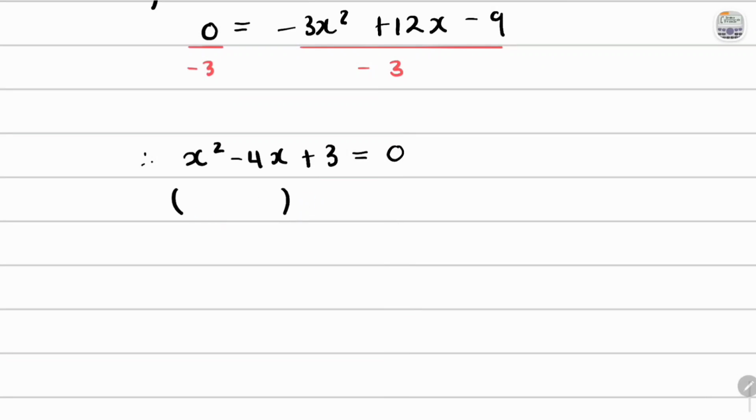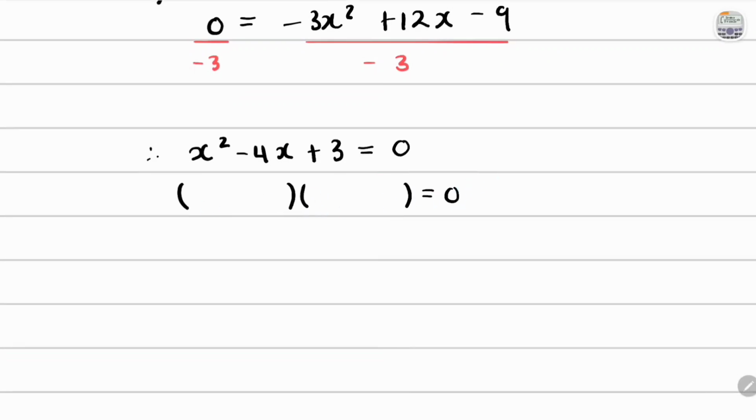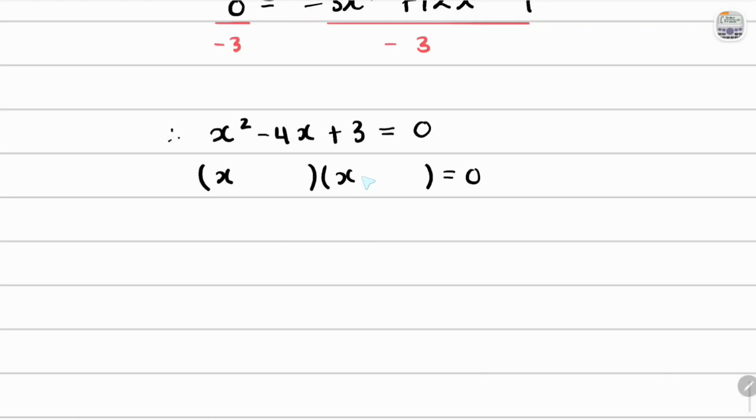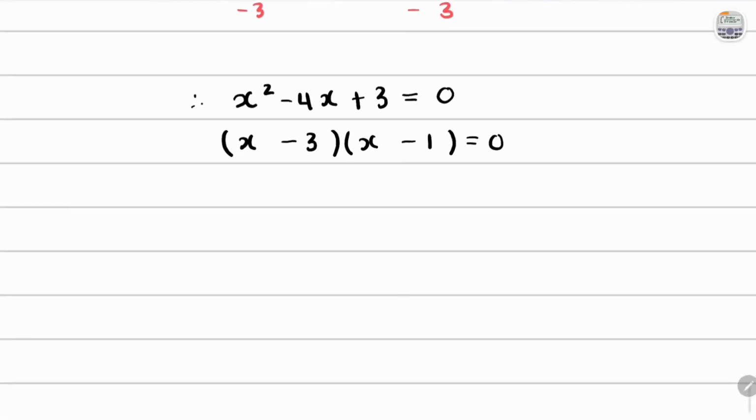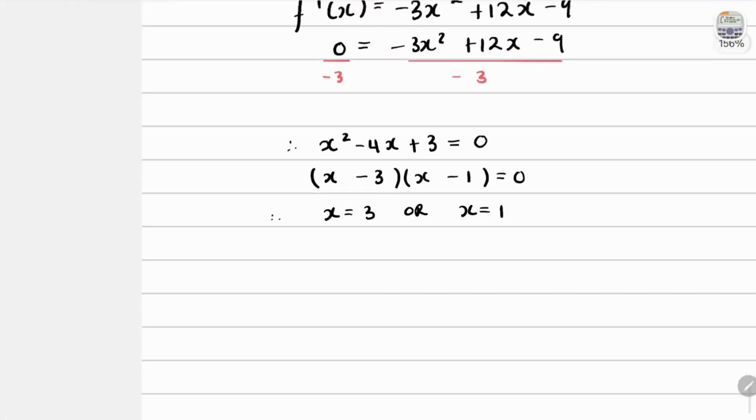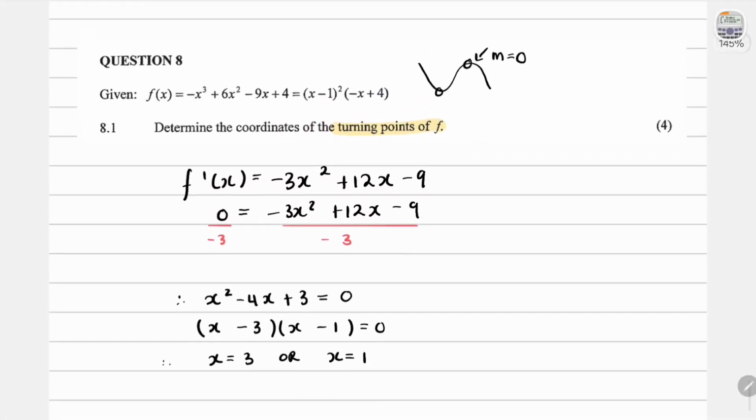Okay, factorize. So open up two brackets is equal to 0. X multiplied by x is what gives you x squared. And then we need factors of 3. 3 is a prime number, so it's just going to be 3 and 1. And you can see that the middle is negative, so both factors should be negative. Negative 3 times negative 1 gives you positive 3, but negative 3 minus 1 gives you negative 4. Okay, so this means that x is either equal to 3 or x is equal to positive 1. And those would be the x values of our turning point.